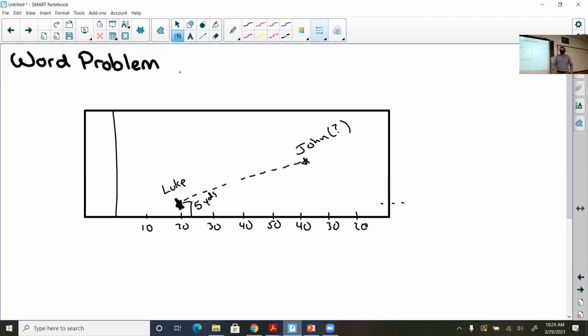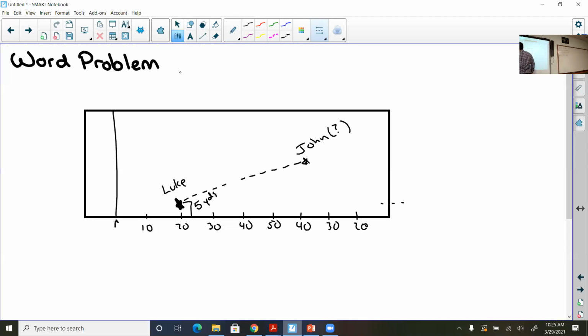Now, this is an instance where we do not have any coordinate points. We just have two people in existence on a football field. But what we can do is that we can create our origin, and then based off of that, we can assign both Luke and John a coordinate point where we then plug into our distance formula.